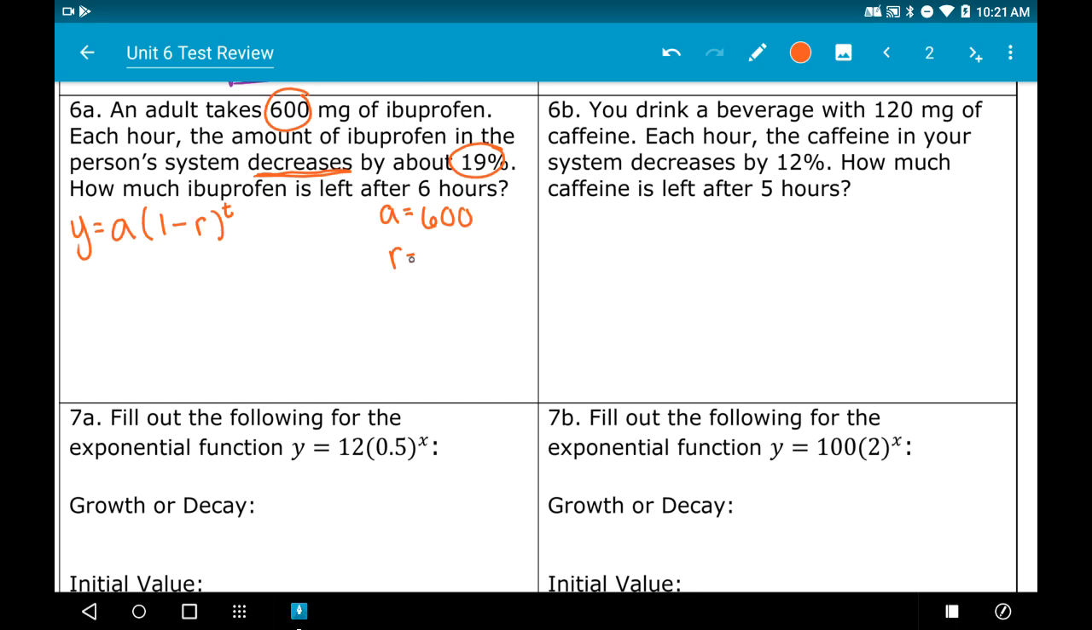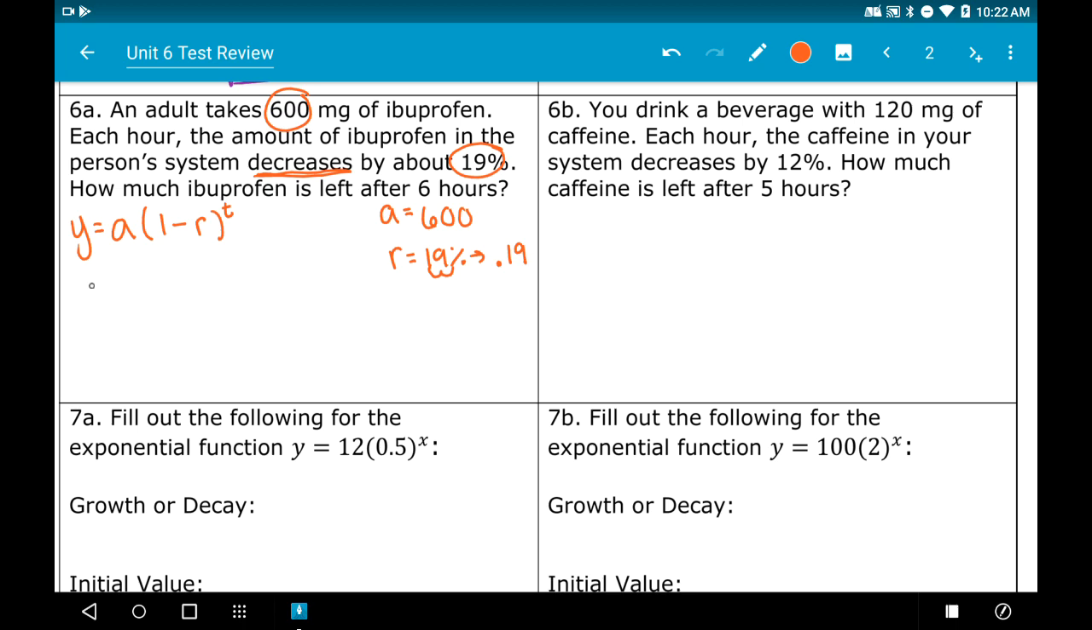Now r is going to be the rate that it decreases by. And remember, we're subtracting because it's decay by decreasing. So r is going to be 19% here. But we can't leave this as a percent. We need it as a decimal, which means we move it over 2 places and we get 0.19.